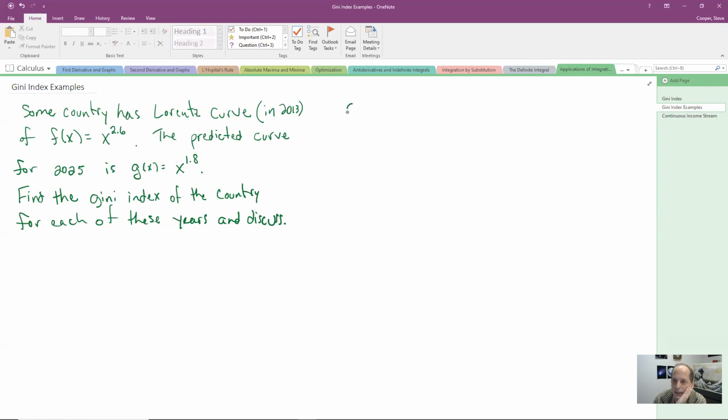Okay, so our calculation is the integral from 0 to 1 of 2 times (x minus, in this case, in 2013, x to the 2.6) dx. So this is going to be 2 times x squared over 2 minus x to the 3.6 over 3.6, running from 0 to 1.